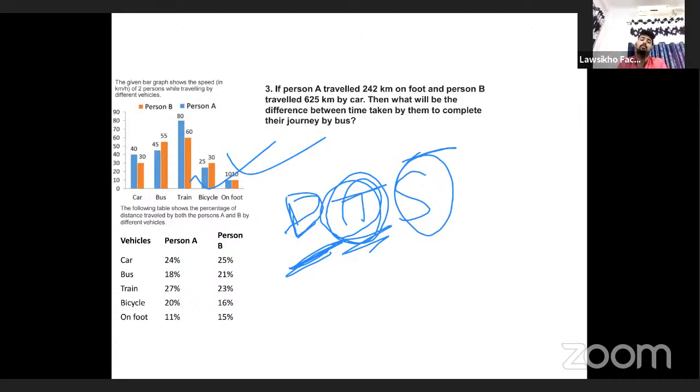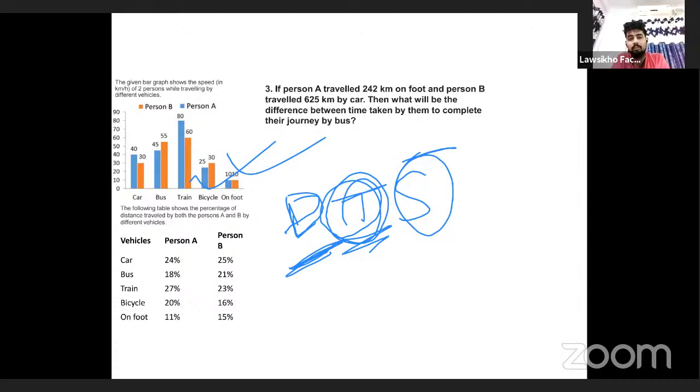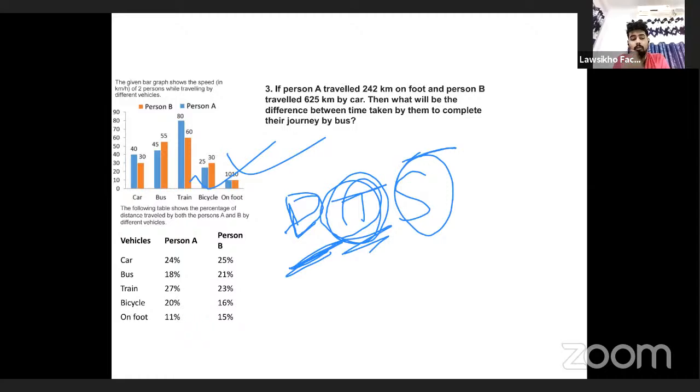That way you can find the time taken to travel that distance. But you need the time taken to travel the journey by bus, and this is on foot, and this is by car. Oh, so you'll have to find it for bus separately. And to find the time taken to cover the journey by bus, you need the distance covered by each of the two persons A and B by bus. Okay?